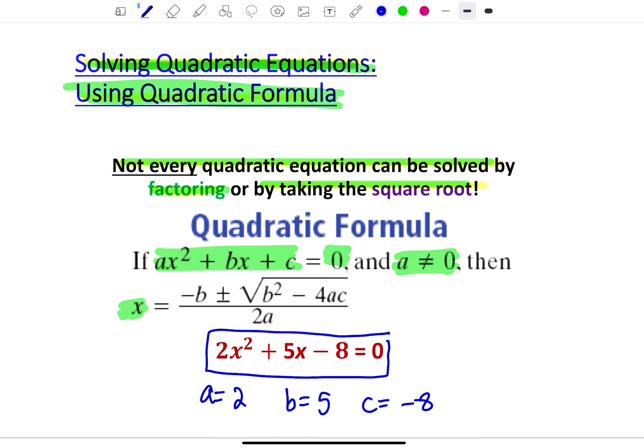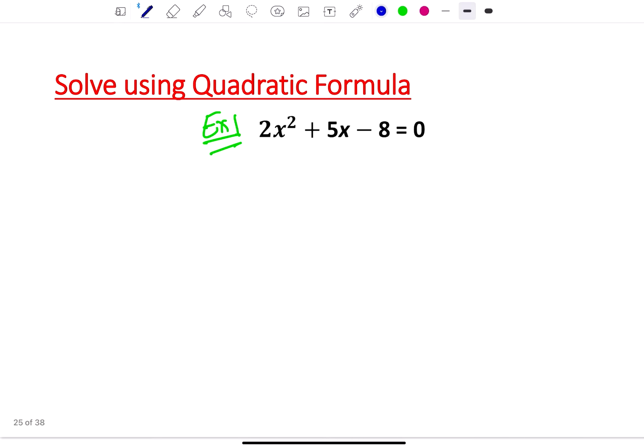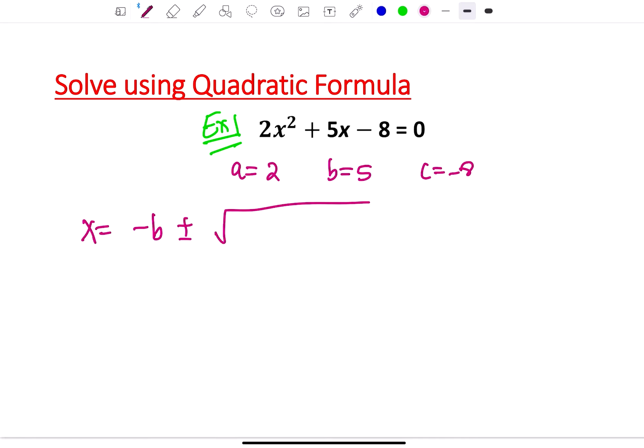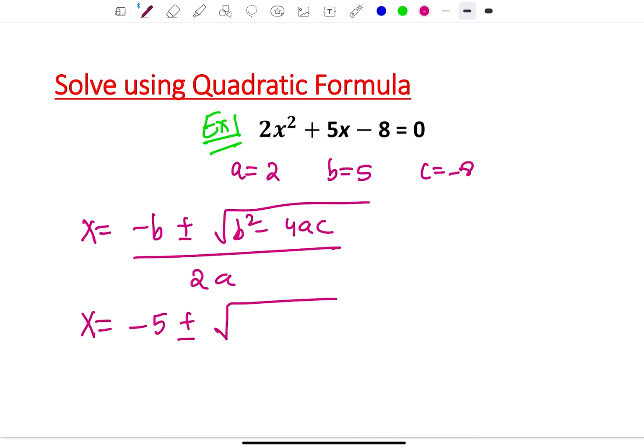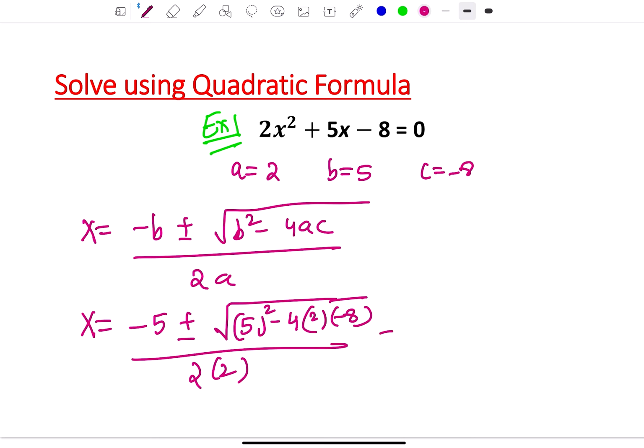Right, let's see some examples of using the quadratic formula to solve quadratic equations. First example, solve 2x squared plus 5x minus 8 equals 0. First of all, a is 2, b is 5, c is negative 8, and the quadratic formula is x equals negative b plus or minus the square root of b squared minus 4ac, divided by 2a. Let's go ahead and plug a, b, and c in here.